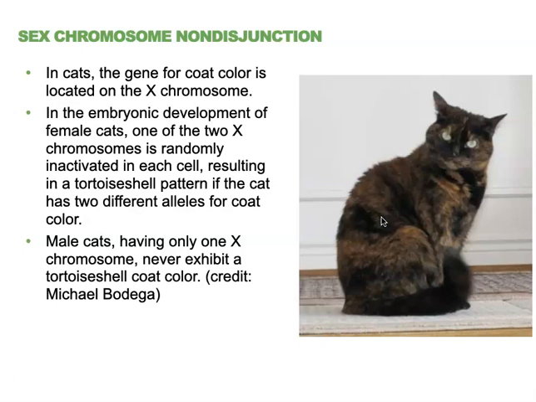In cats, the gene for coat color is located on the X chromosome. So in embryonic development, one of the two X chromosomes is randomly inactivated in each cell, and we'll come to how that happens, resulting in a tortoiseshell pattern if the cat has two different alleles for coat color, which is kind of cool. That's why you get the mottled look to it. However, male cats only have one X chromosome, and therefore it never has a tortoiseshell color.